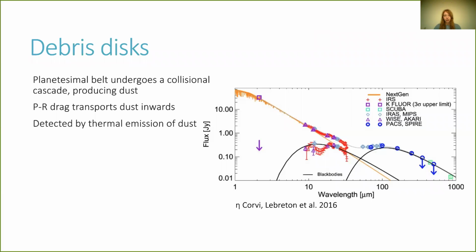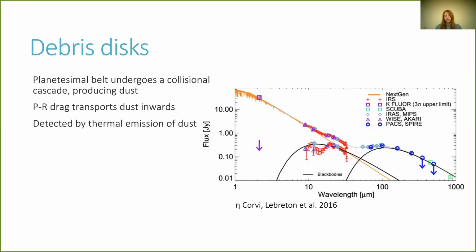As you likely know, debris disks are the remnants left over after the dispersal of a protoplanetary disk, with a belt of planetesimals undergoing collisions to produce dust grains. These dust grains can be influenced by many things, including the star's radiation pressure, as well as Poynting-Robertson drag, which causes dust to migrate inwards. And we usually detect this dust from its thermal emission in the SED of a star.